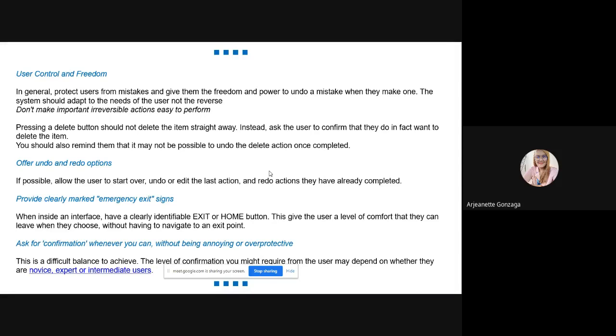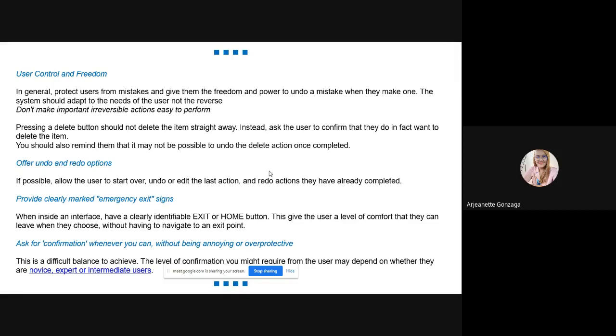Okay, in general, users make mistakes, so give them the freedom and power to undo a mistake when they make one. So kaya meron tayong undo and redo. The system should adapt to the needs of the user, not the reverse. So kaya sa bawat system, meron tayong undo and redo button. Kasi we are not perfect. We make a lot of mistakes before we complete one task.